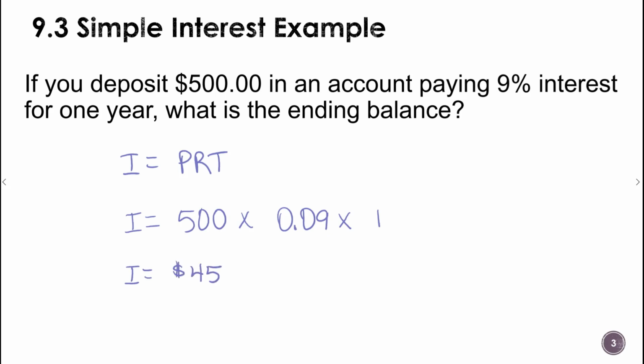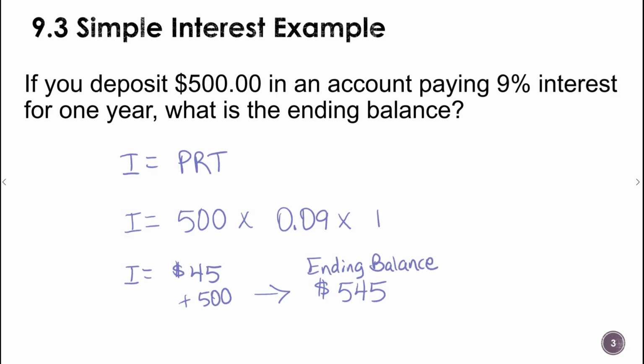And then that's not our ending balance, that's the amount of interest earned in that 1 year. And we're going to then add it to 500. So ending balance is 545, right? That's how much money we would have in the account then after we added the simple interest.